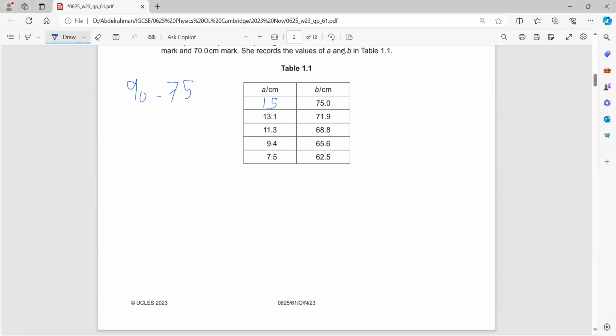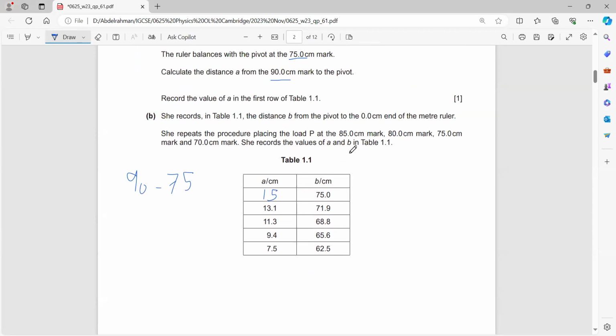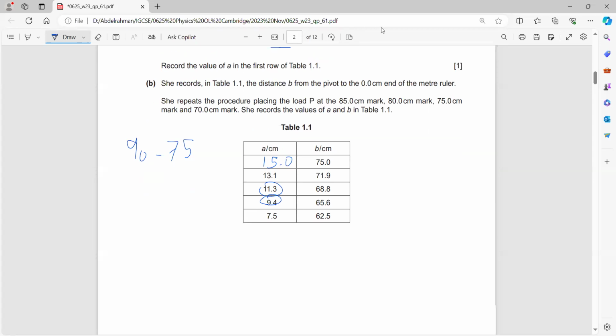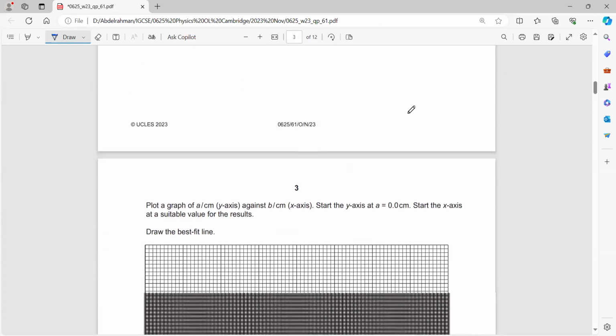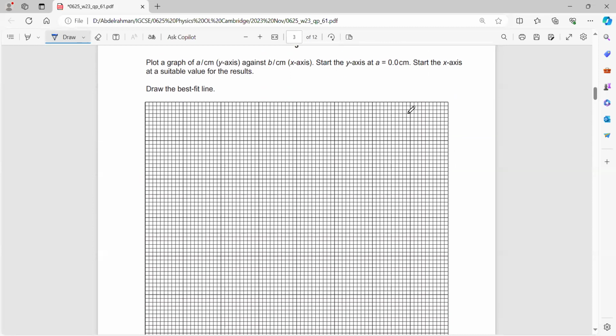Why can I write it as 15 or 15.0? Because here I have two significant figures, and here I have three significant figures. If I write it as 15, I can leave it as 15. If I write it as 15.0, I can leave it as 15.0. Both are correct in this question.